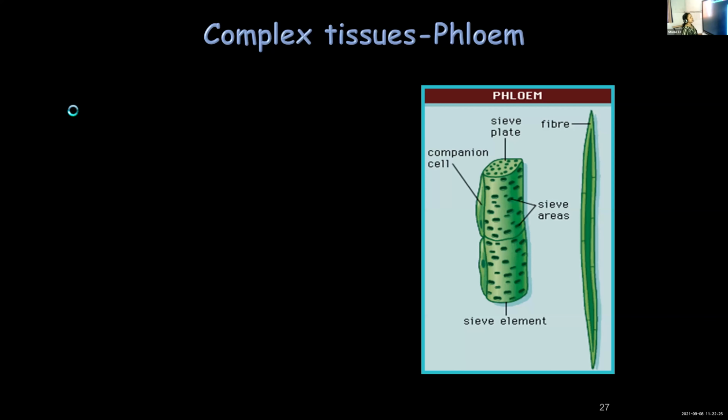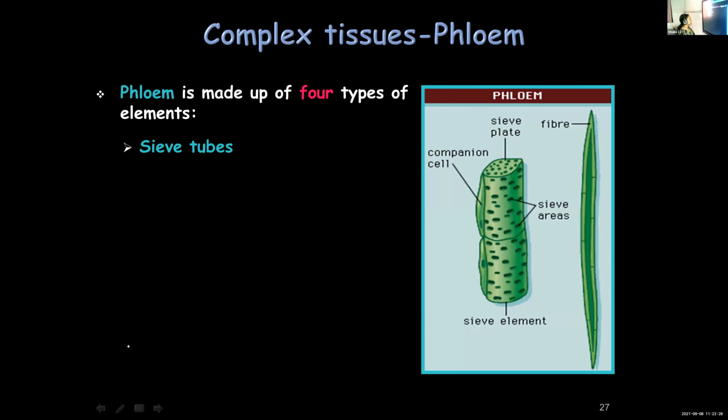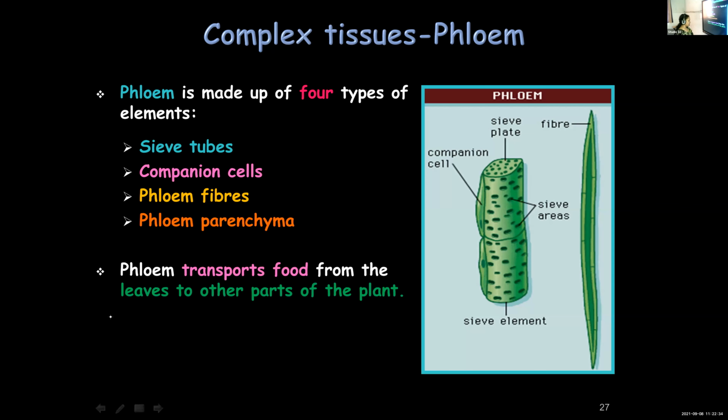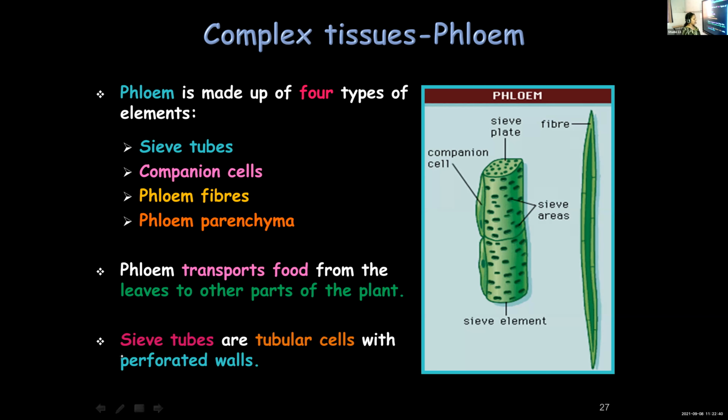Once again, I will repeat. Phloem is made up of 4 types of elements: sieve tubes, companion cells, phloem fibers, phloem parenchyma. Phloem with all these elements will help in transporting food from the leaves to other parts of the plant. Sieve tubes are tubular cells and they have perforated walls. As you can see in the figure, small openings are present. Together, all these elements will help in transporting. Transporting what, children? Food, from leaves to other parts. About xylem, we will learn next class.